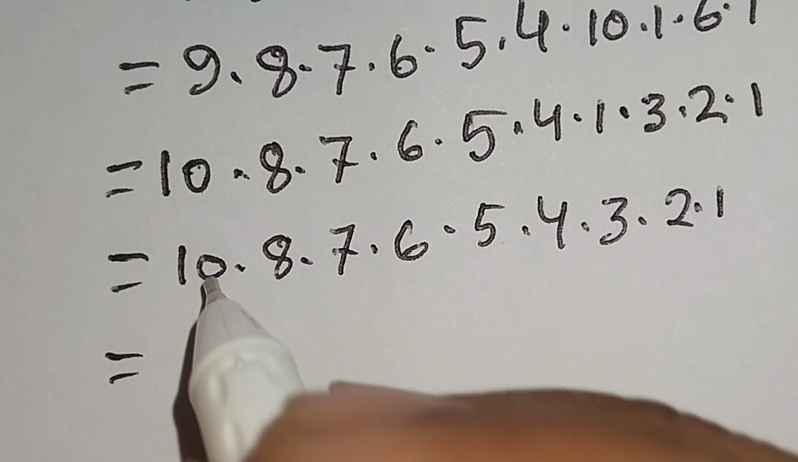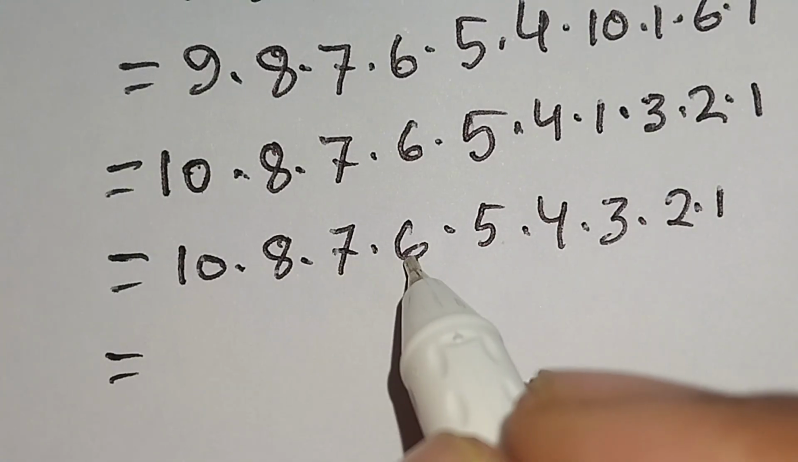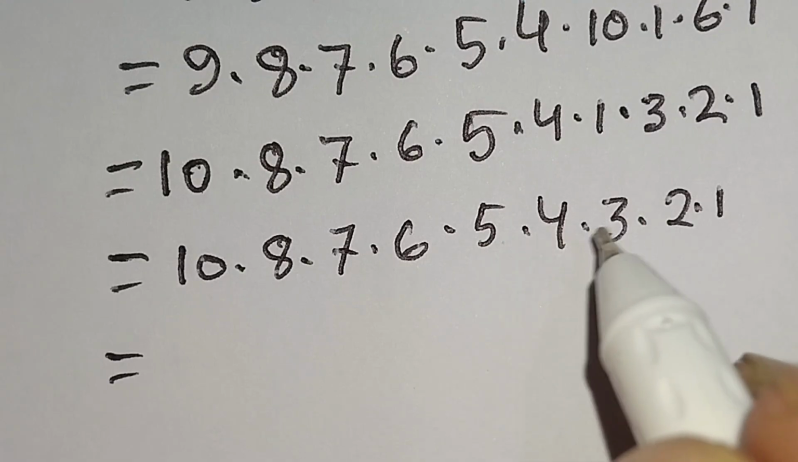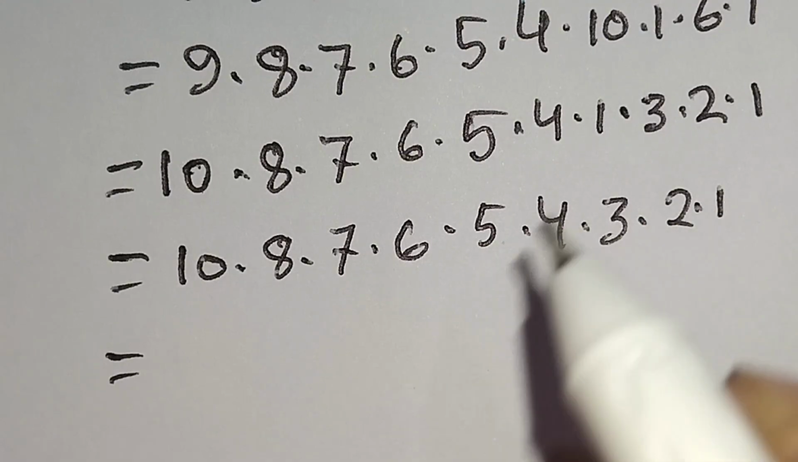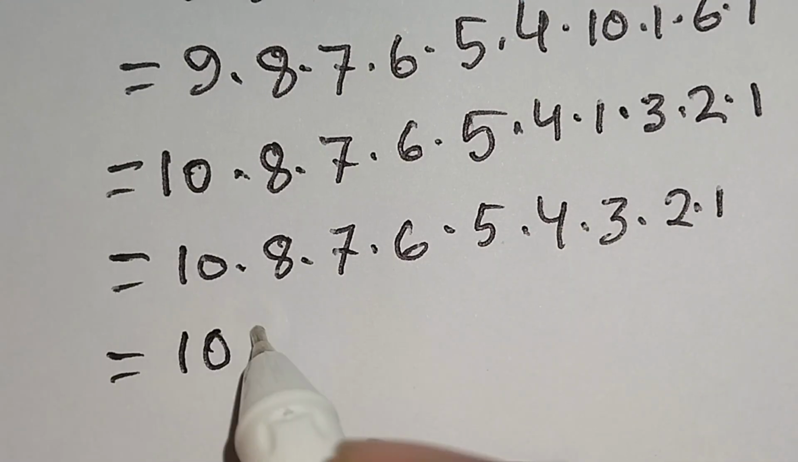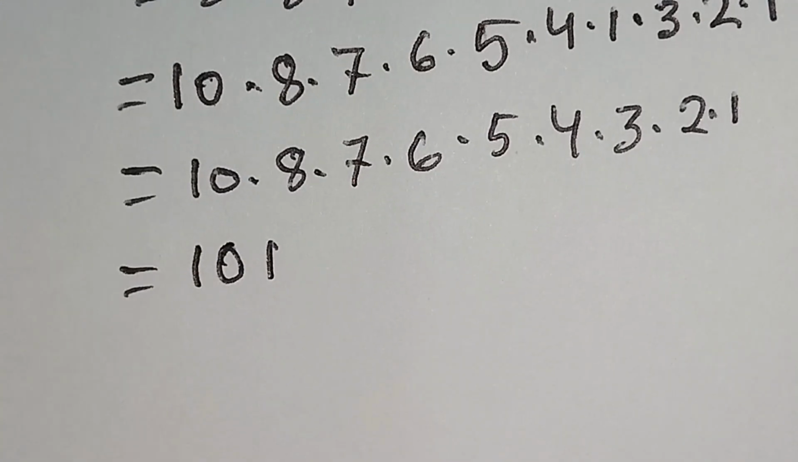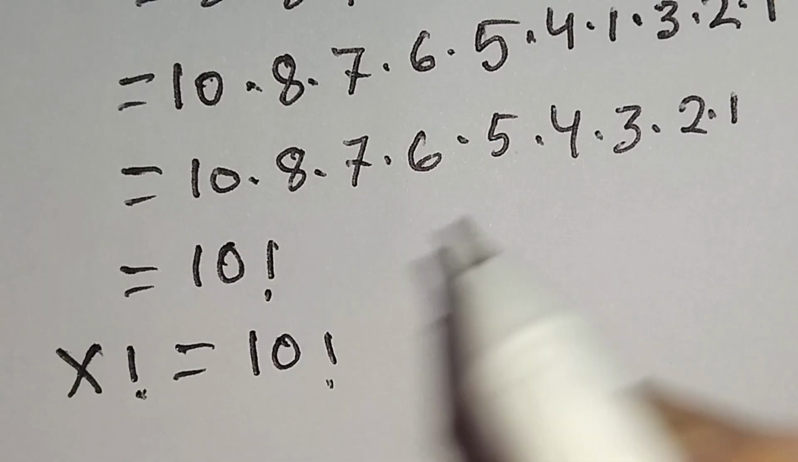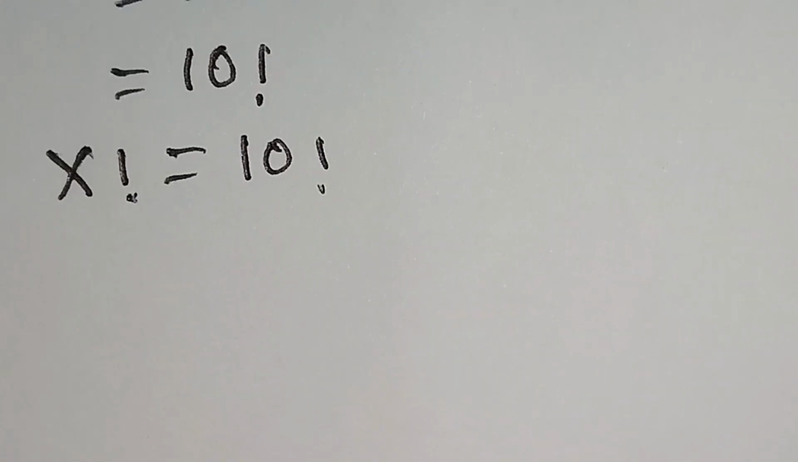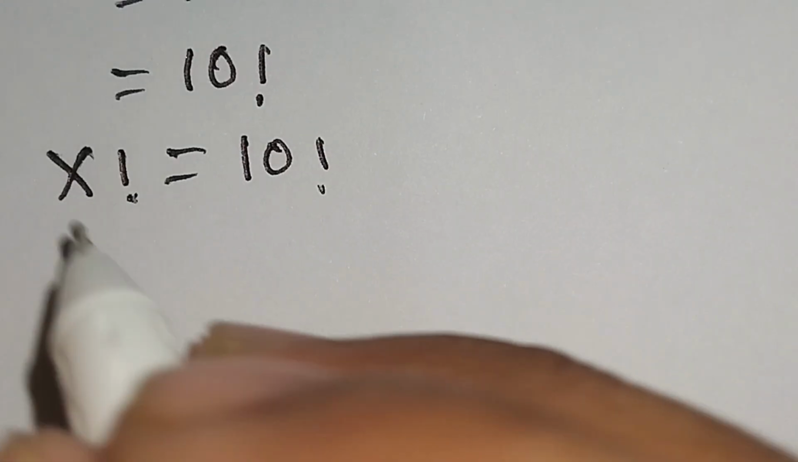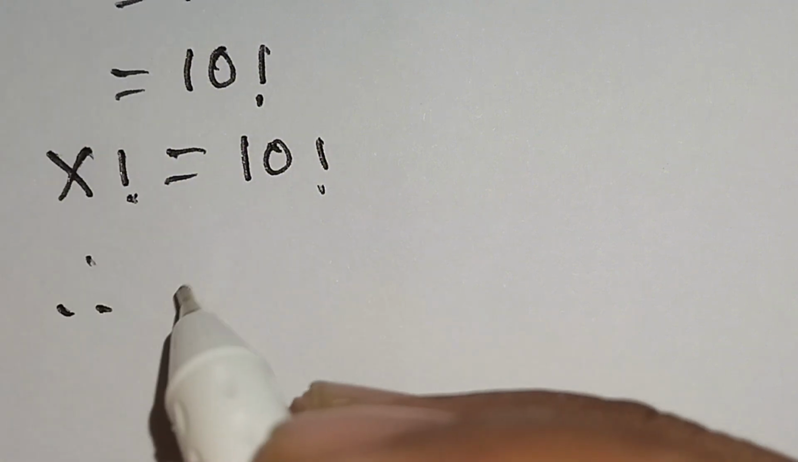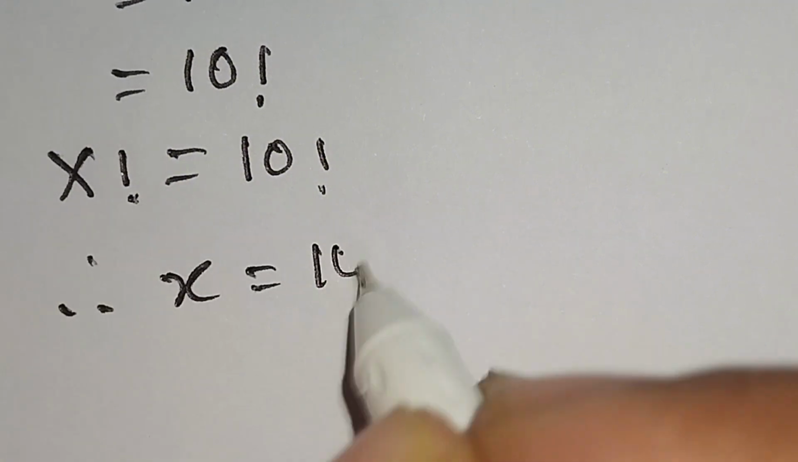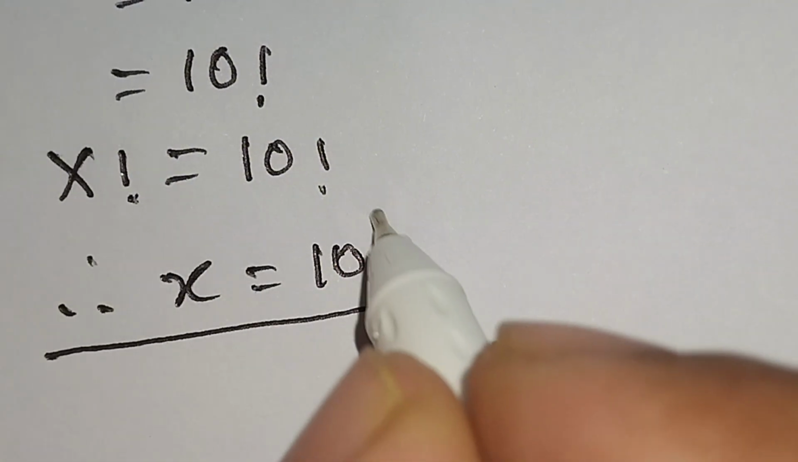Here 10 times 8 times 7 times 6 times 5 times 4 times 3 times 2 times 1 is equal to 10 factorial. So here we can write x factorial is equal to 10 factorial. Therefore, this x is equal to 10. This is our final answer.